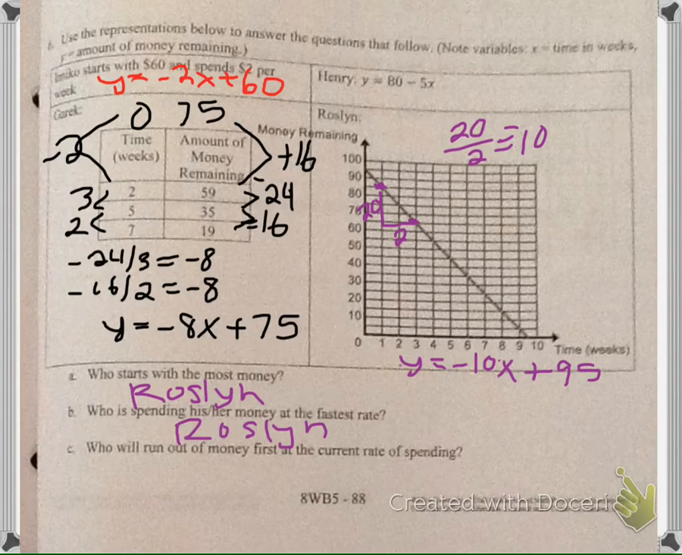And then we have who will run out of money first. So we'd like to think it's pretty simple to say that since Rosalind's spending hers the fastest, she will run out of it the most. But for your secret message, I want you to prove it. And I'm going to show you how to do that.